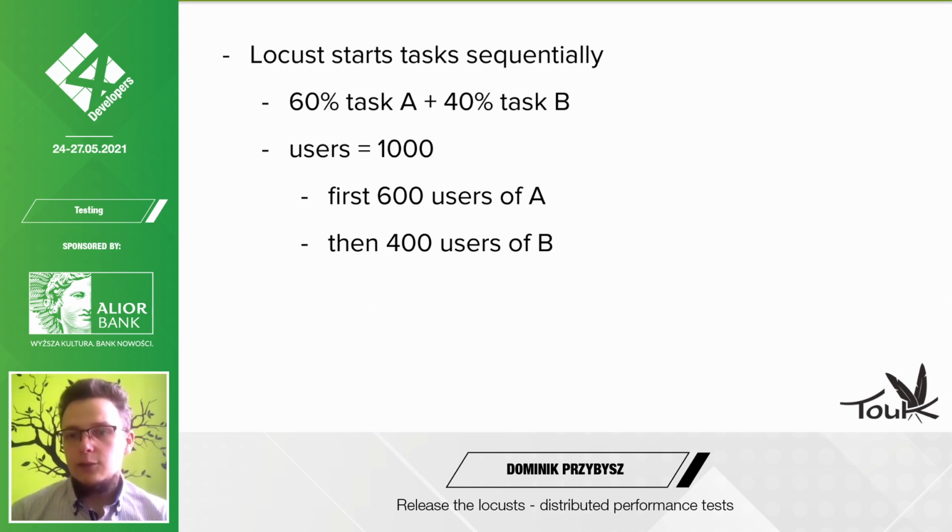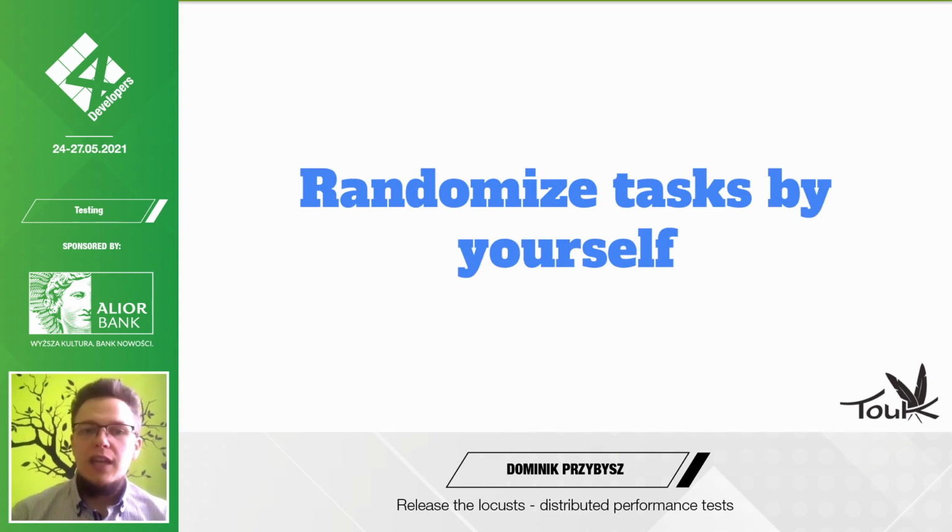So for us, the solution for that problem was to randomize tasks ourselves. We don't have a strict number, 60 to 40%. We have 59 or 61 connected with the first task, but it was okay for us. Statistics work quite well in such a situation.